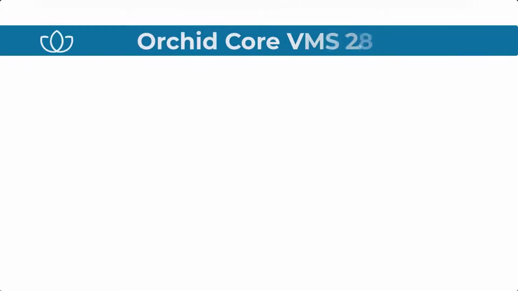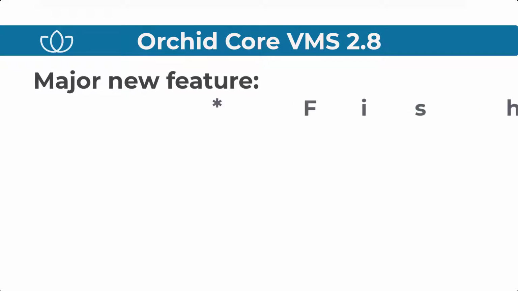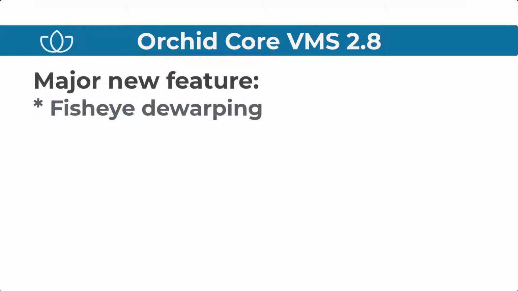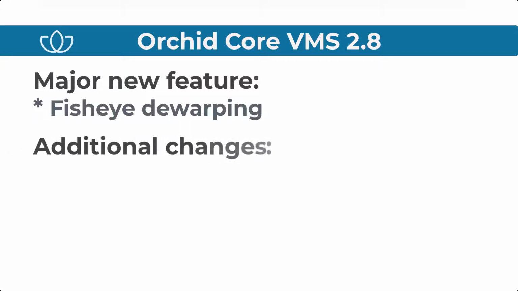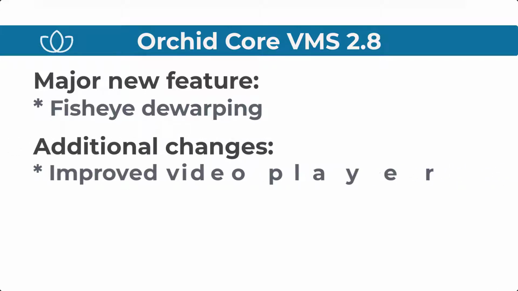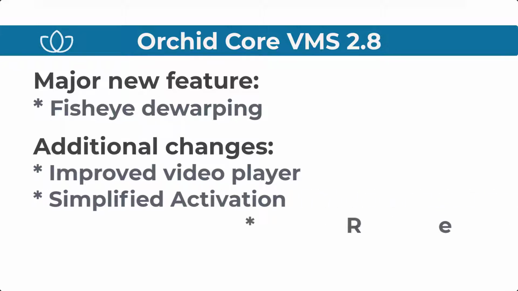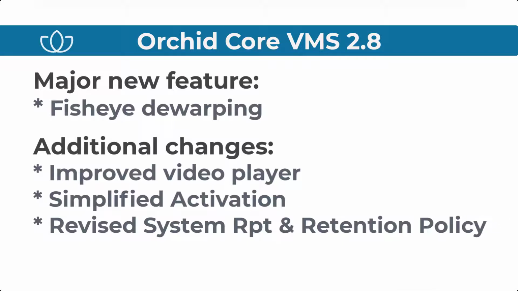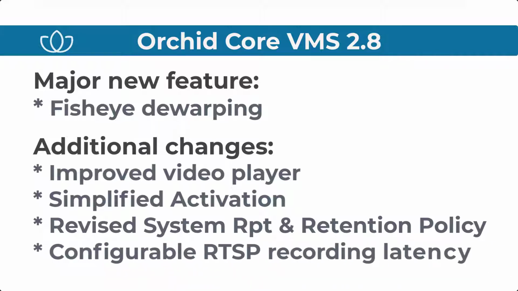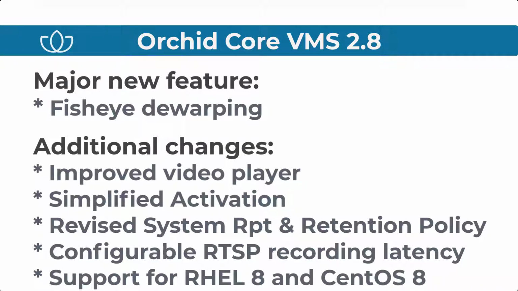Orchid Core VMS version 2.8 introduces several product enhancements, including the new fisheye dewarping feature. Other enhancements include an improved video player, a simplified activation process, additional server event messages, a new reference point on the retention policy, the ability to configure RTSP recording latency, and support for Red Hat Enterprise Linux 8 and CentOS 8.